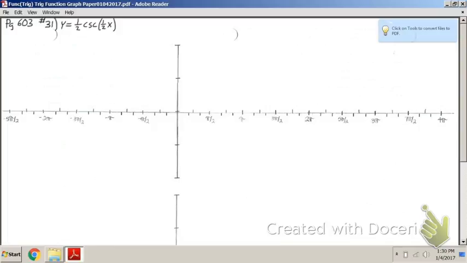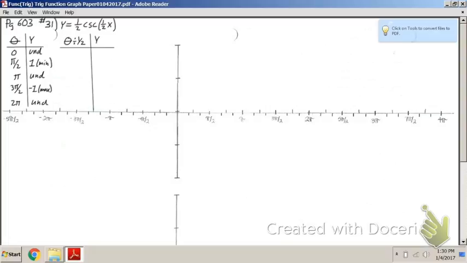Okay, and so we need our t-table, and we have that from class today. And then we're going to do our translation. We have one horizontal stretch and one vertical shrink. So what do I do with the 1/2 in front of the x? Well, I take all my x values and divide by 1/2. The coefficient out front, my a value, what do I do with that? I multiply that to all my y values.